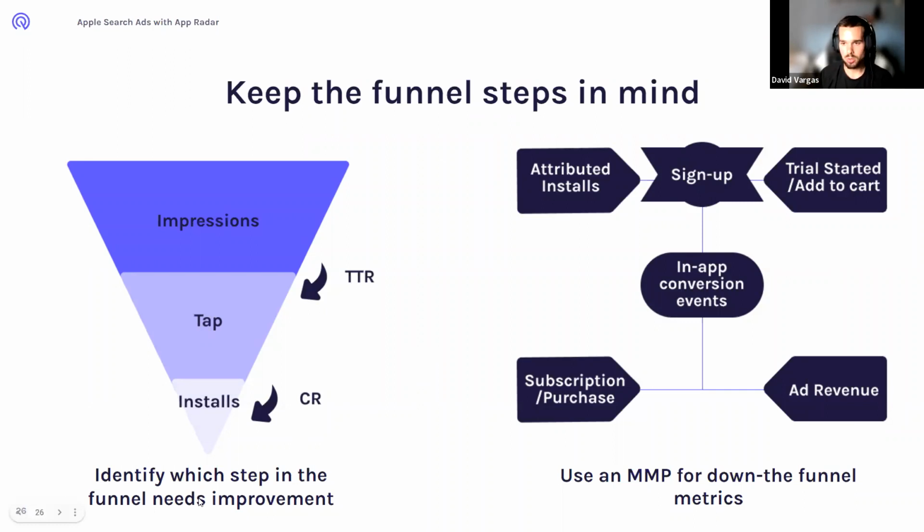Then after the install, obviously we can also attribute the performance of ASA as affecting some deeper events like signups, in-app conversions like purchases, like tutorial complete, as I said before. But in this case, it's more difficult to calculate properly if these events are actually being affected by the search of the user or by the product.